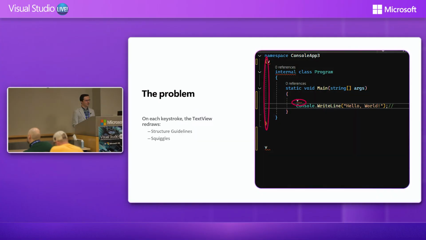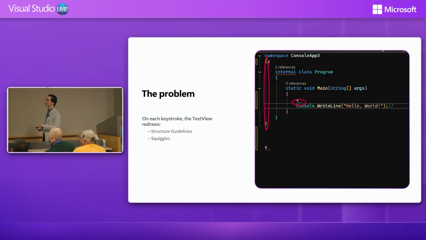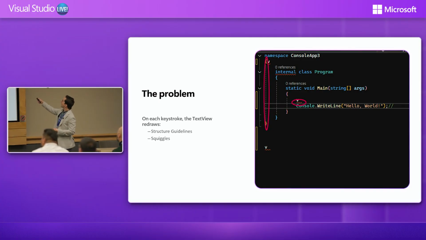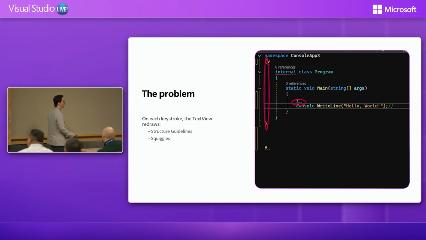And here is the performance issue that we found in the text editor of Visual Studio and that we solved. Whenever I type a character on this line, for example, you would expect that only that part gets updated. But in reality, we also updated what we call the structure guideline, which is this vertical line here that indicates where your braces are. And we also updated what we call the squiggles, which are these waves under a piece of code that tell you where your warnings and errors are.